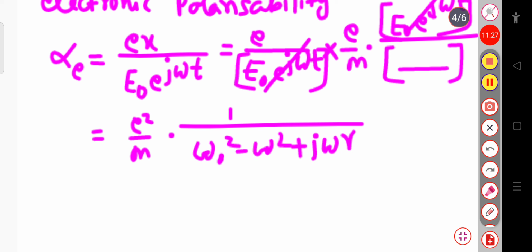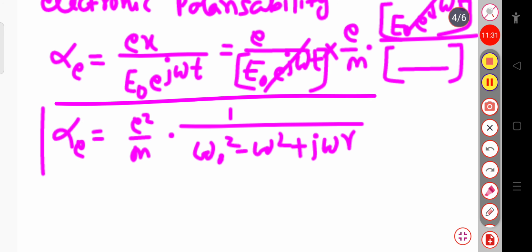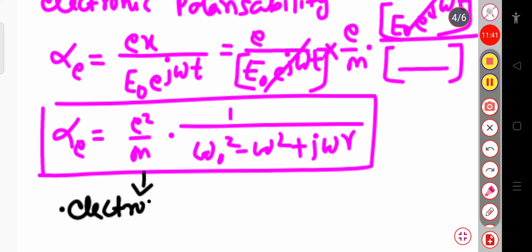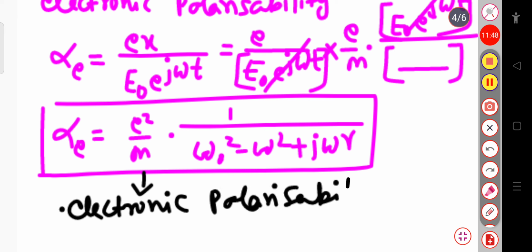This is nothing but your electronic polarizability. So this is the required expression for the electronic polarizability. That is e square by m into 1 by omega naught square minus omega square plus j omega gamma.